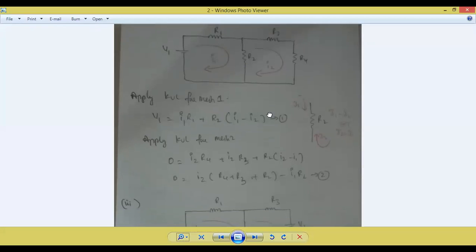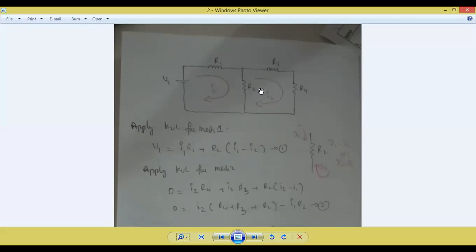This is the challenging one. One question I am asking: in mesh 2, is there any voltage source or battery or not? Anyone tell me, only mesh 2. In mesh 2 there is no battery, but you are drawing the current. Battery is there means then only current will flow.